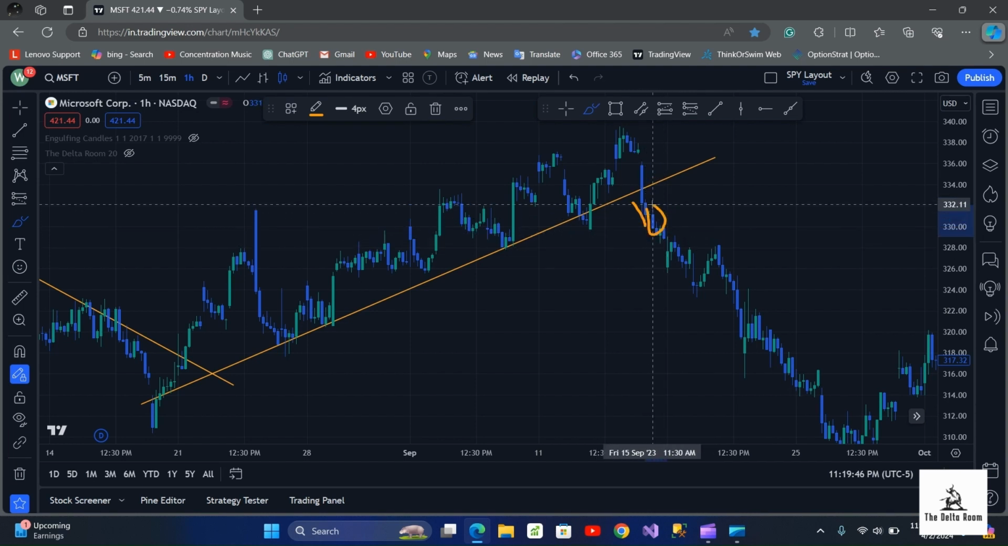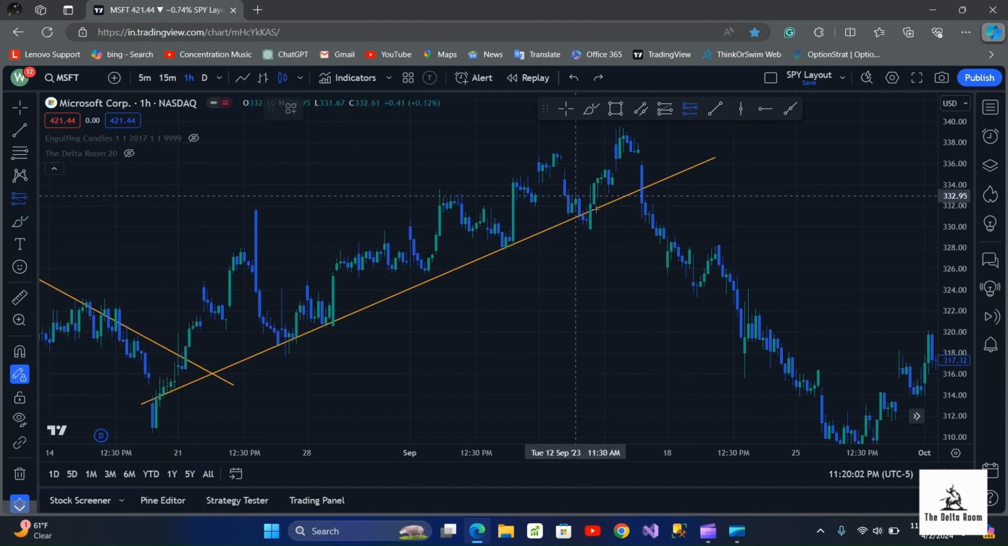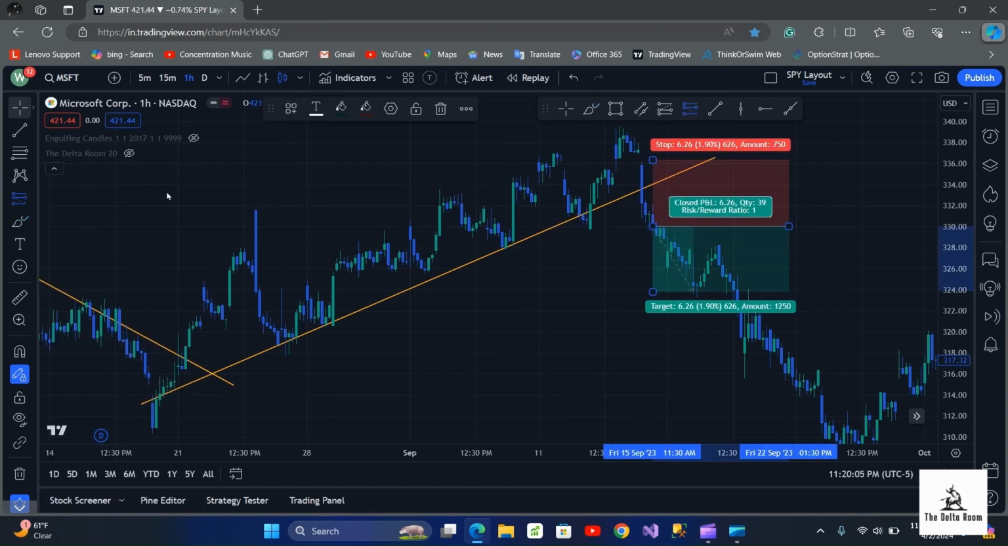Then you can take another trade right here with this big inverted hammer, right? Right there, this candle. You can take a short position right here. Again, you can see it's a winning trade, right?